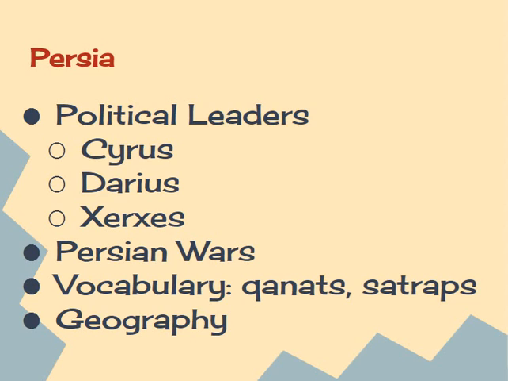Vocab words: know about the qanats, what we called those underground aqueducts, the ways that they got water in the geography in which they were located, since it's very arid. And then also know about the satraps, those governors over the provinces, in a way that they were able to maintain that giant empire that they had.